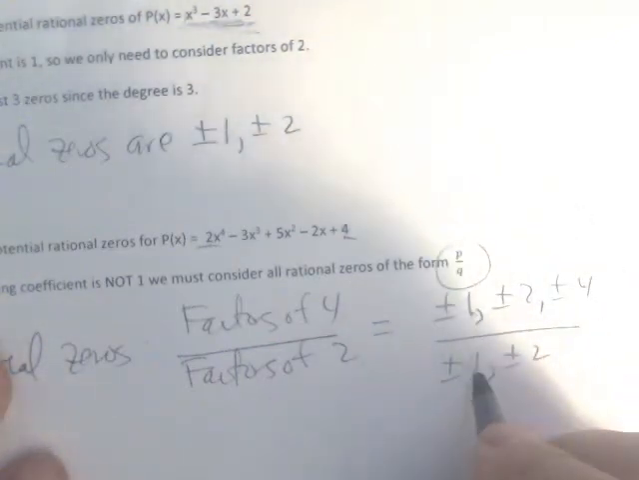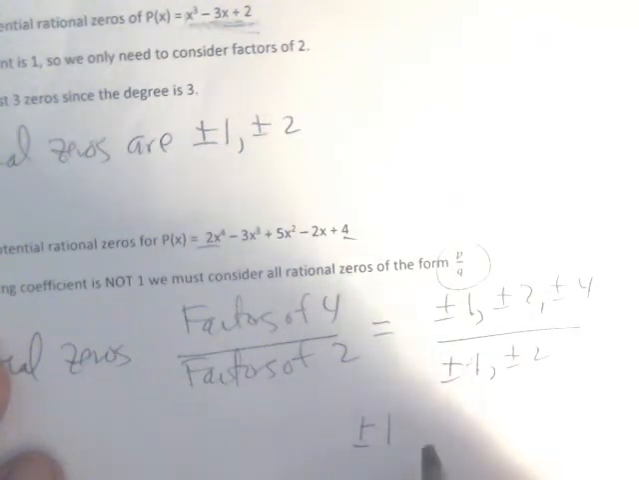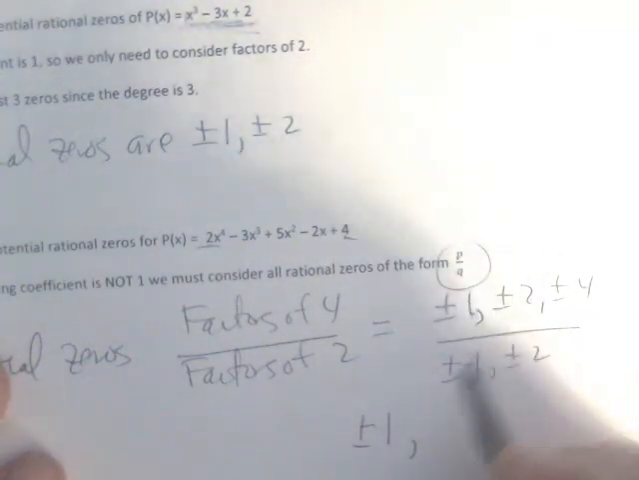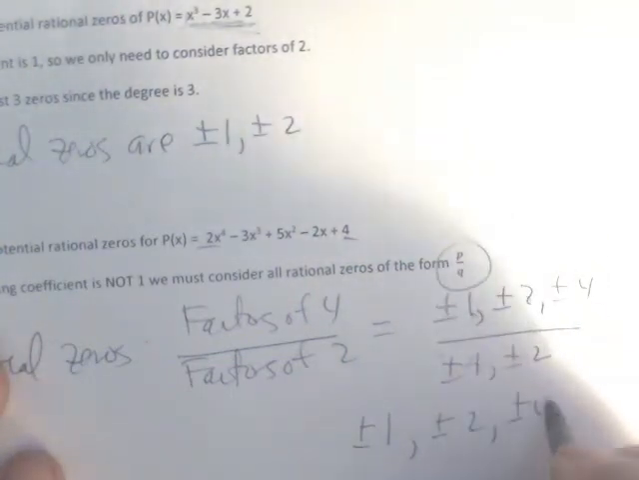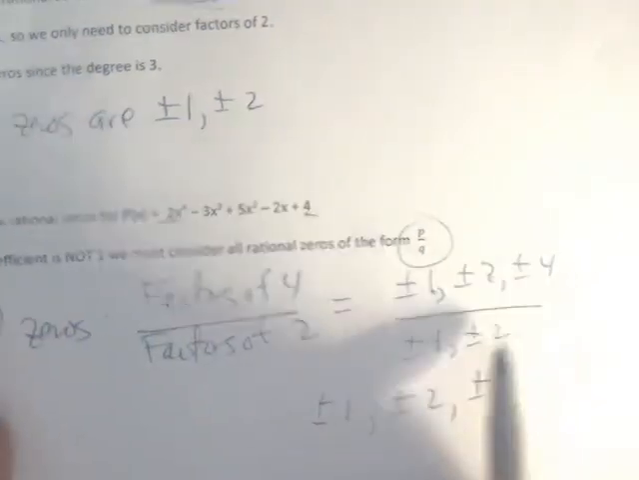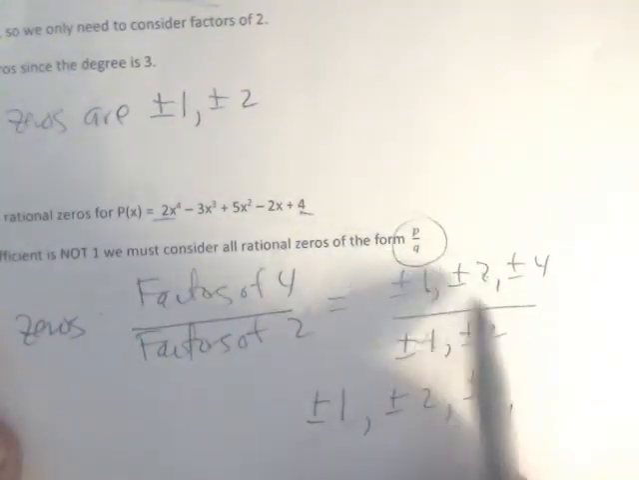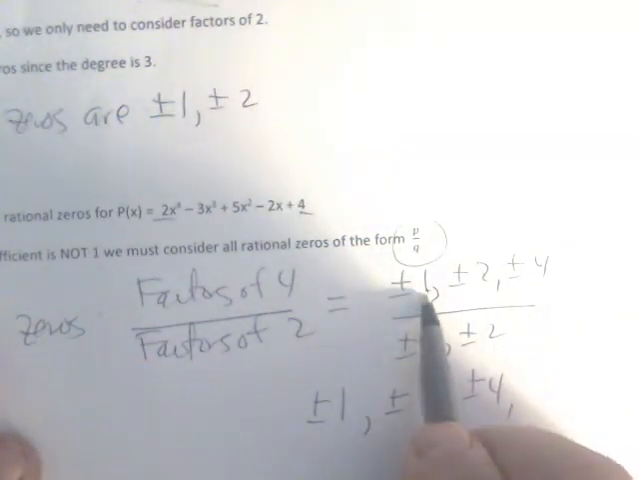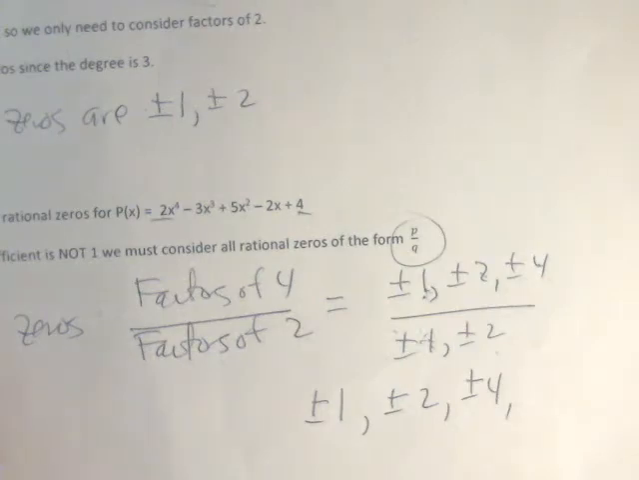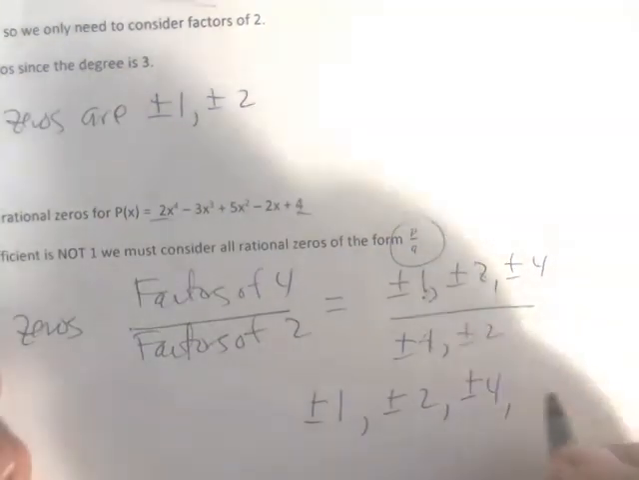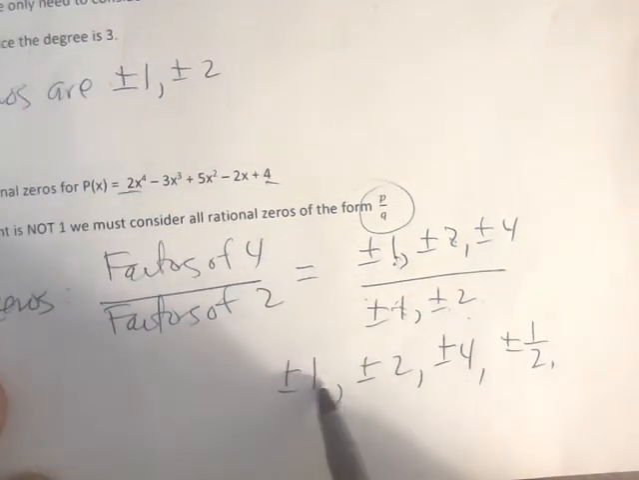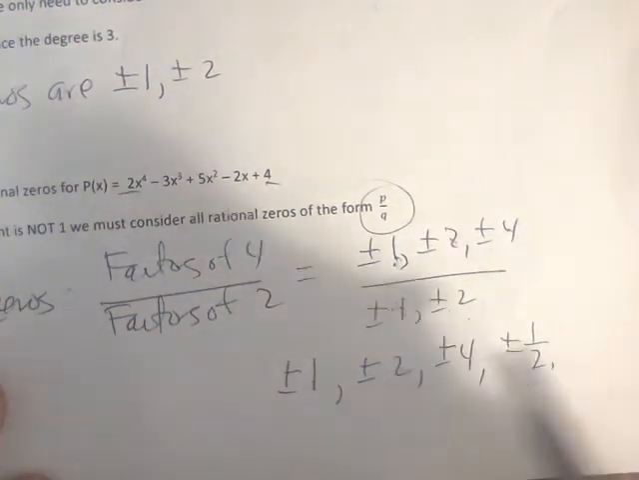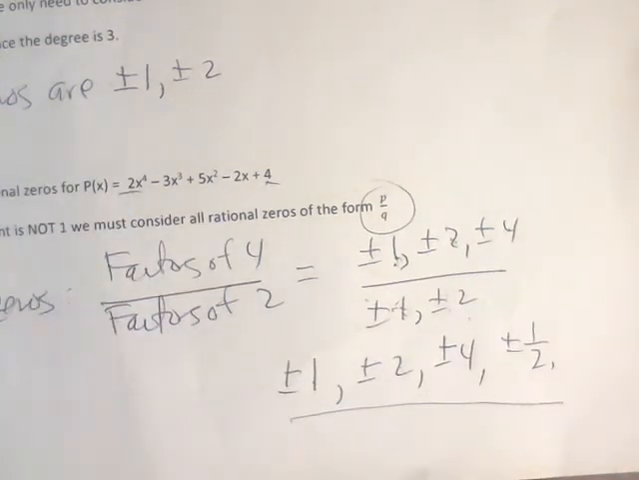All right, so what I do with this next is I pair numerator with each denominator. So 1 over 1 is 1. 2 over 1 is 2. 4 over 1 is 4. So really it is factors of 4. Now I've got to pair each numerator with the other denominator. So plus or minus 1 over 2 is plus or minus 1/2. 2 over 2 is 1. I already have that. I don't need to worry about it. 4 over 2 is 2. So here are my potential zeros.